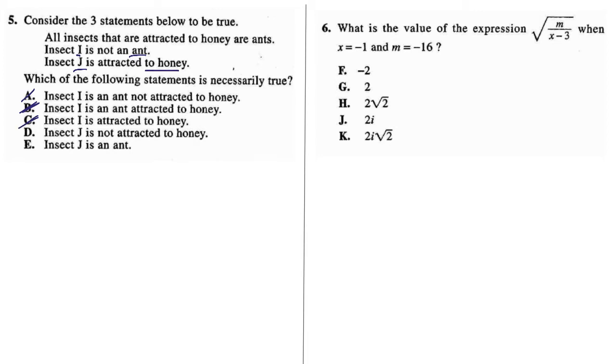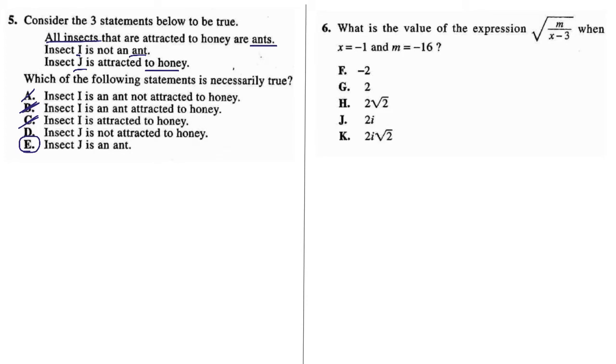So it looks like, if these 3 statements are true, E would have to be the only one that's true, because insect J is attracted to honey, and all insects that are attracted to honey are ants. So that would have to be choice E. Okay, moving on to number 6.